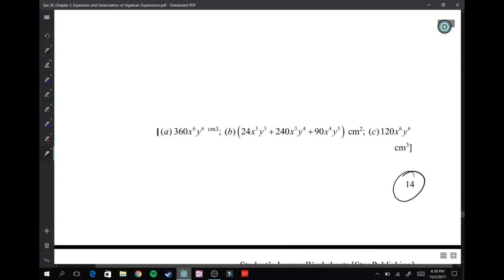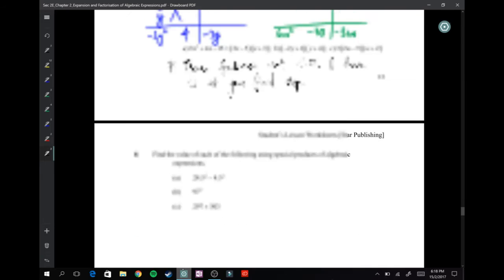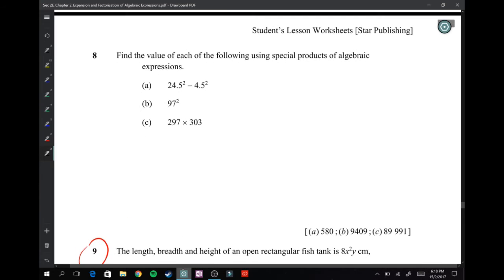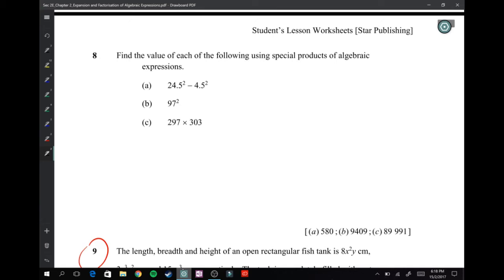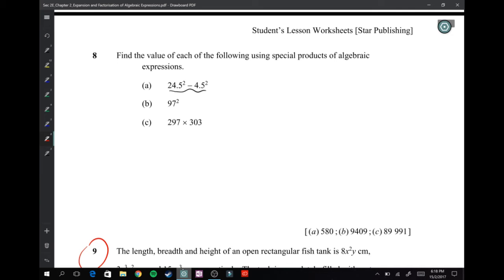So we are almost done with consolidated exercise 1. Let's just continue on. Now, 24.5 square minus 4.5 square. Quite sure this is quite familiar to you all by now. So 24.5 minus 4.5, you know that one is 4.5, one is 20, right? So you can manipulate your equation accordingly.